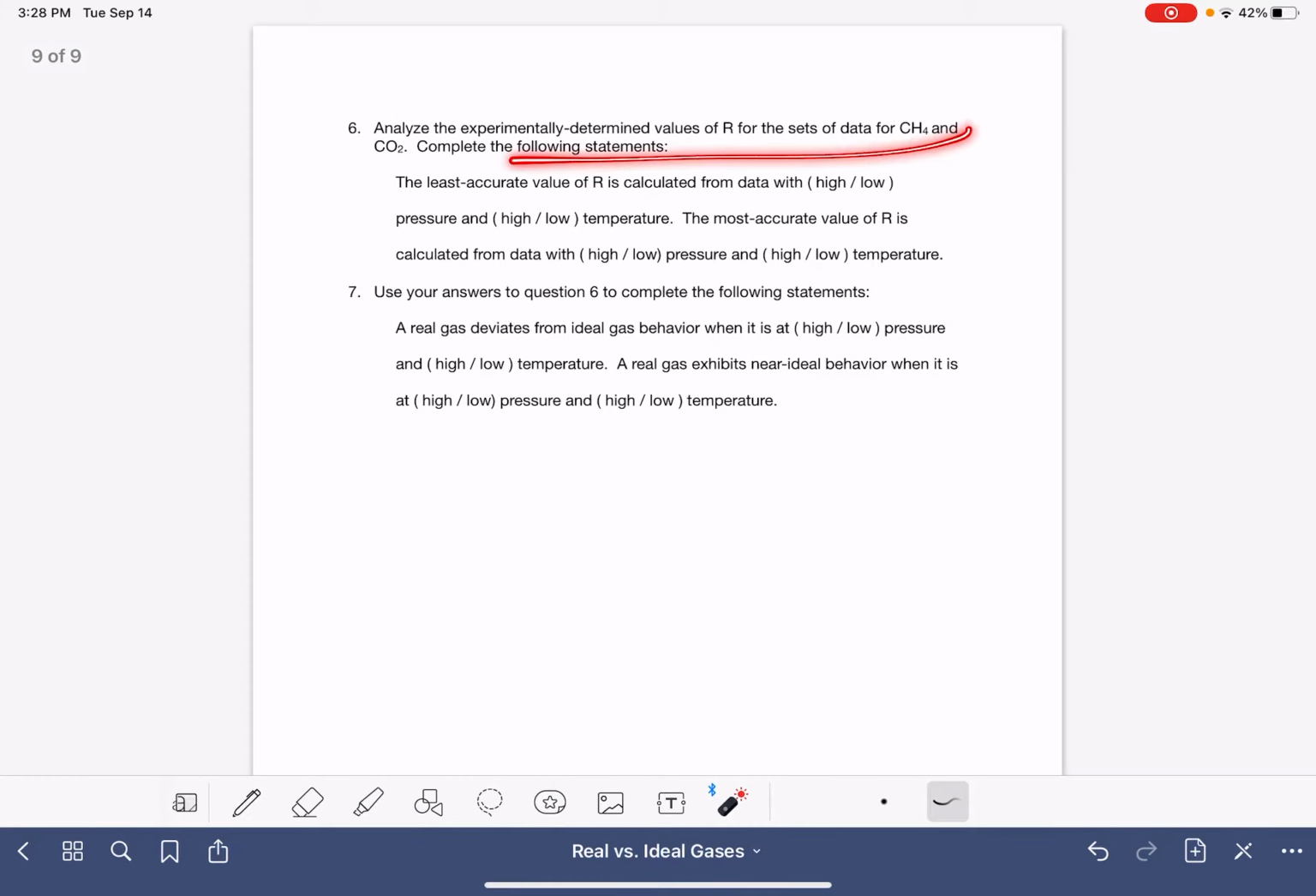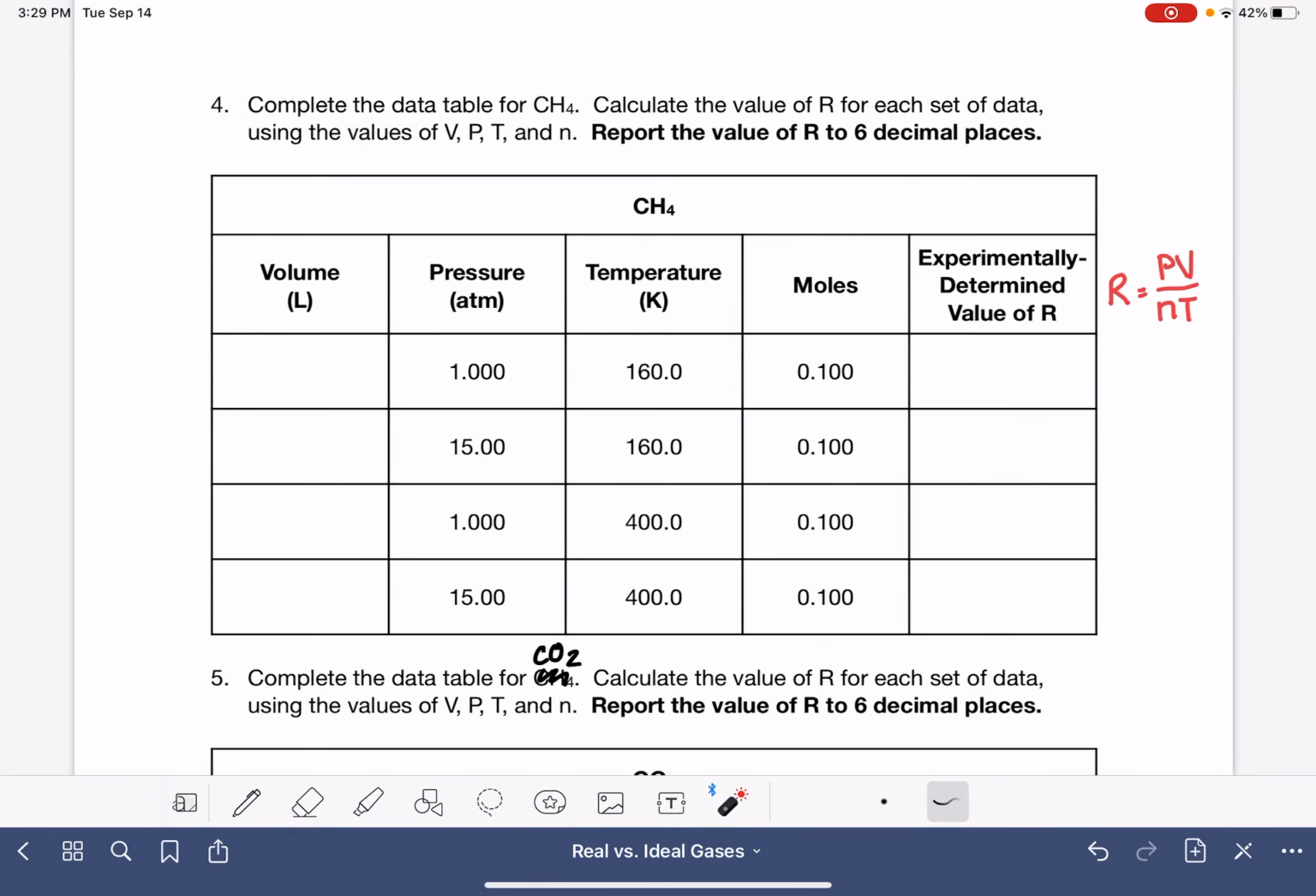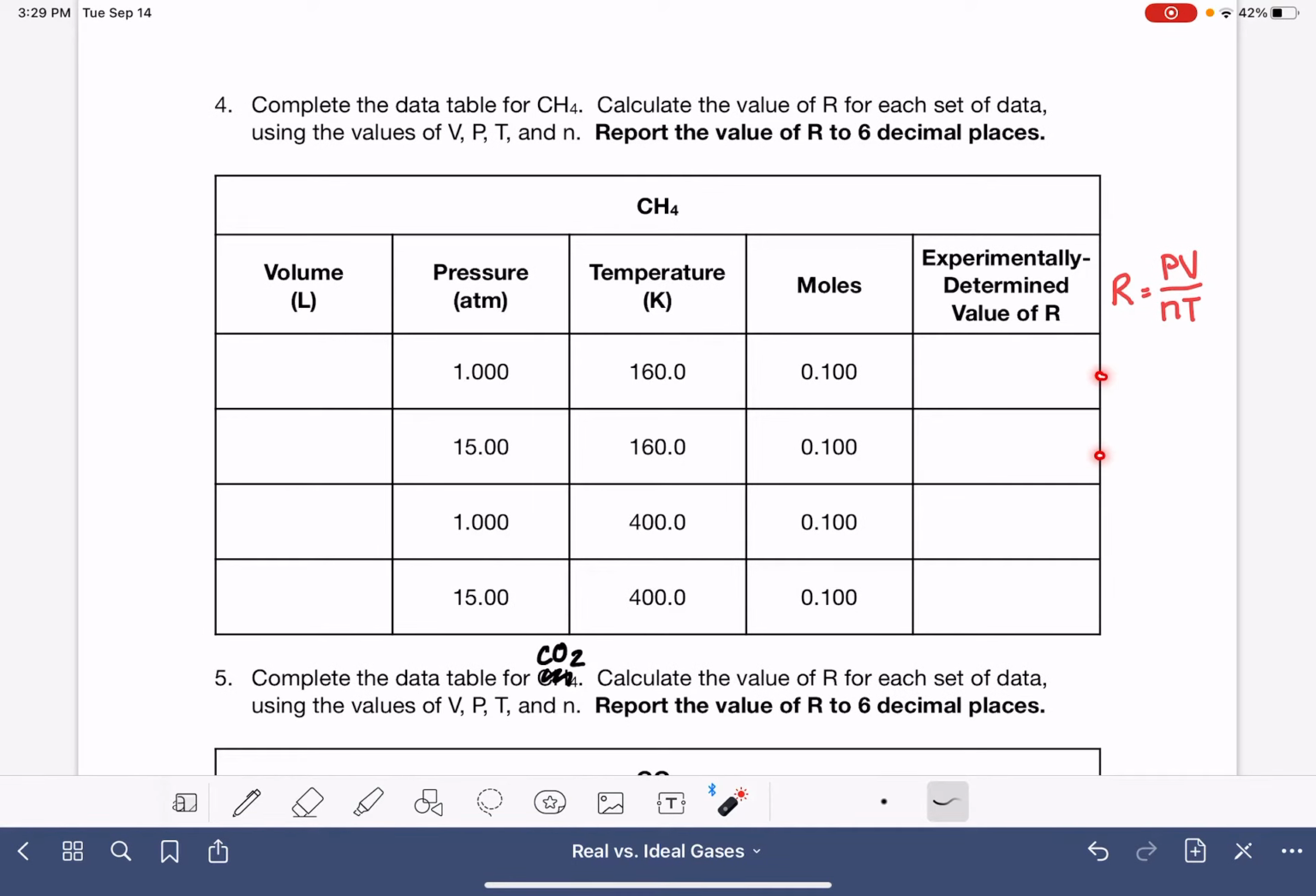It's asking you to analyze the experimentally determined values of R for the data sets for methane and CO2, and complete the following statements. The first one is asking for you to look for the least accurate value of R and to figure out whether this is coming from high or low pressure and high or low temperature. So we'll just start by focusing on your CH4 data. You're going to look at these 4 values and determine which one is the least accurate.